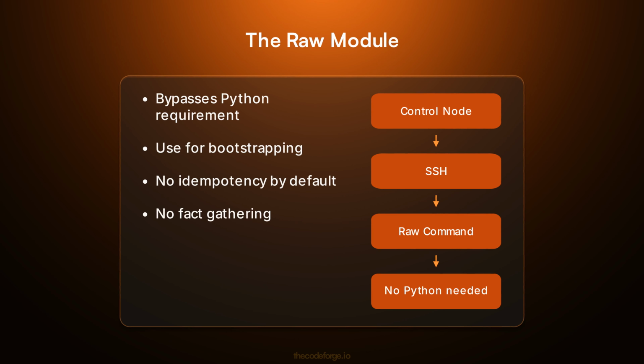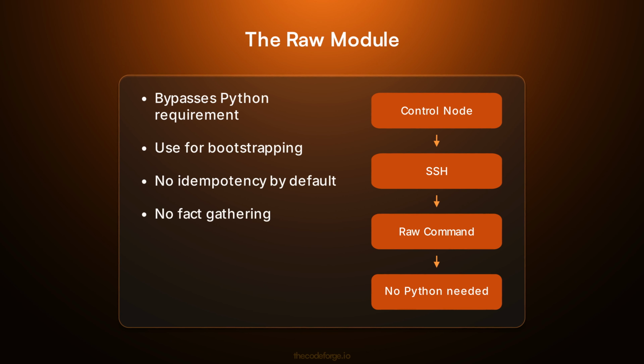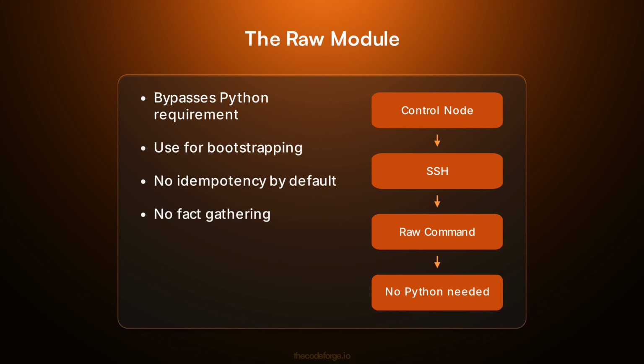The raw module is the escape hatch. It sends the command over SSH directly without requiring Python on the target. This is essential for initial provisioning of minimal systems like Docker containers or fresh OS images. But it has limitations: no idempotency, no fact gathering, and no error handling beyond return codes.